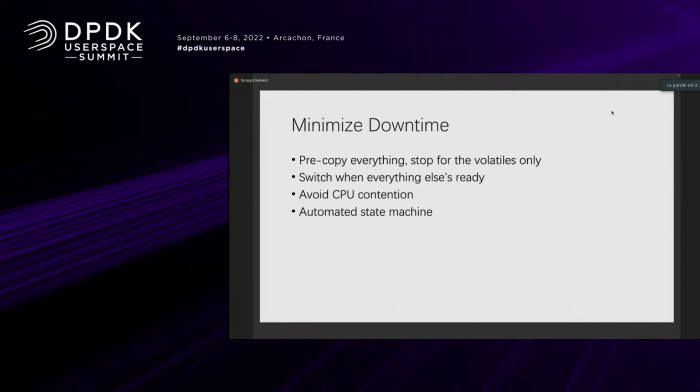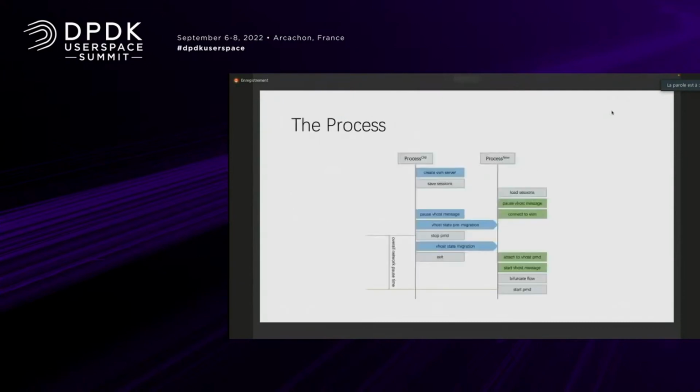And finally, it's suggested to use an automated state machine, not a lot of commands, to do the whole process. Here we can show the state machine: the blue boxes are the old process, and the green boxes are the new steps in the new process if we use this state migration mechanism.